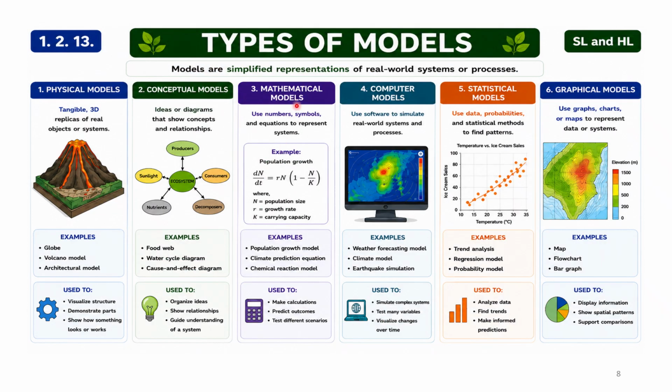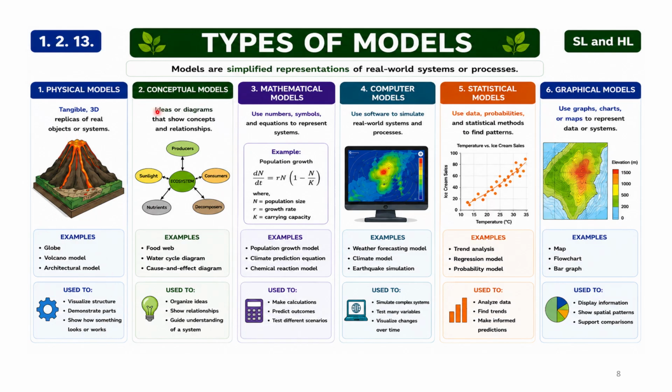Now let us explore the types of models used in environmental systems. The first type is a physical model, which is a tangible three-dimensional replica. Examples include a globe or a volcano model. These help us visualize structures and understand how systems appear or function.